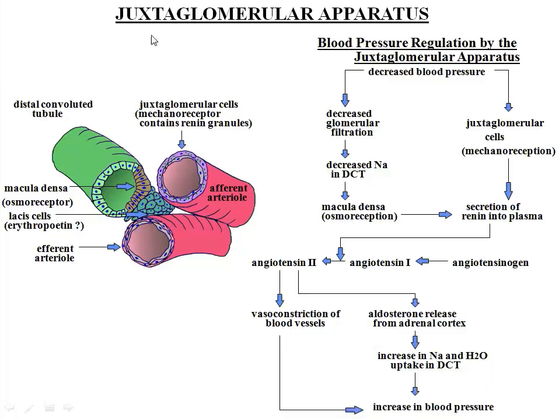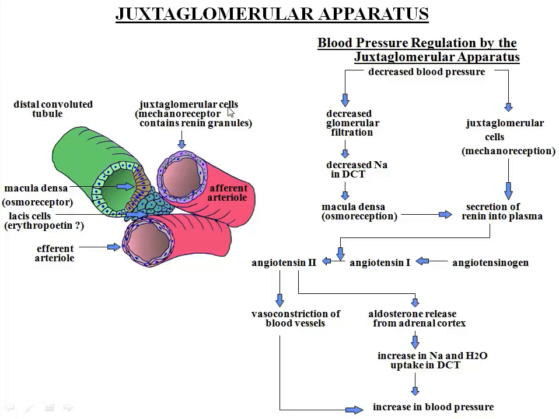Now, this is a juxtaglomerular apparatus. We'll see some components first. This green color indicates the distal convoluted tubule. This is an afferent arteriole, and this is an efferent arteriole. Now here again we'll see some labels, the macula densa portions. Then, at the central junction of these three tubules, there are lacis cells, and along with the endothelial cells, they show one more type of cell, the juxtaglomerular cells.